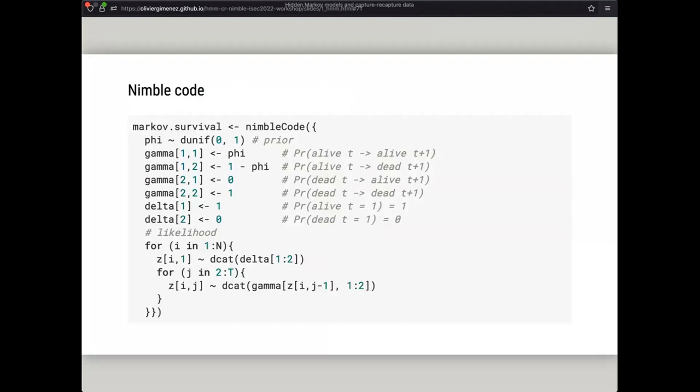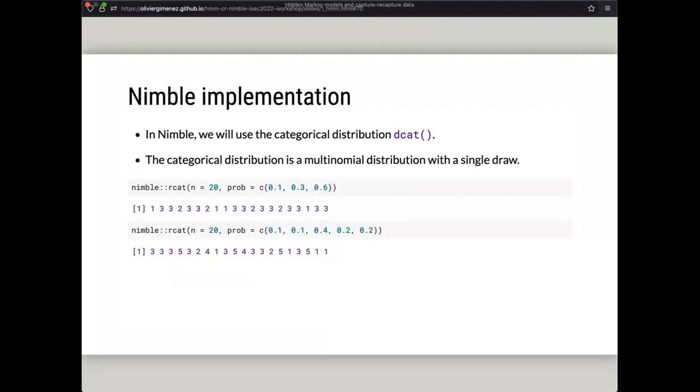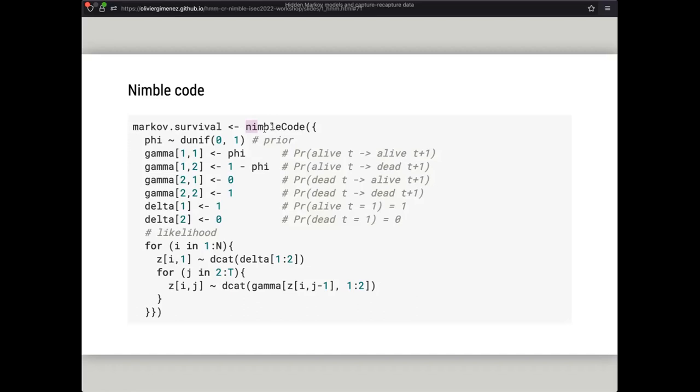Okay, how to code this model? So we started with a model with one winter. Now we have five winters, and we have this dynamic of states. We don't have any detection issue for the moment. It will come in a minute, but let's try to write down what that does in Nimble. So again, we use this function nimbleCode to write down the model.